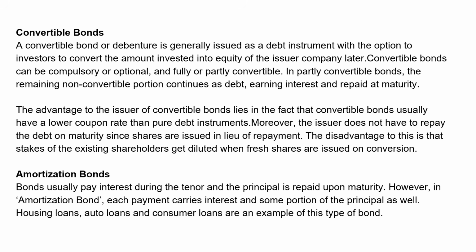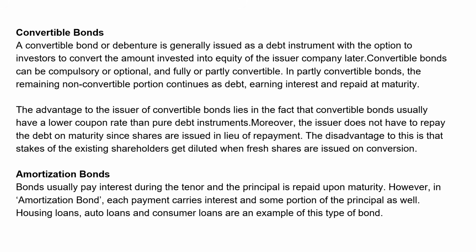And this conversion also comes with many options. You can either convert the entire thing into equity, which is called fully convertible bonds, or you can go for partially convertible, wherein not the complete amount will get converted into equity, only part of the amount will get converted. In case of partly convertible bonds, the remaining amount which is not converted will still remain as debt, and it will give you the interest rates, which is again repaid at the time of maturity. So basically it has an advantage for both the parties.